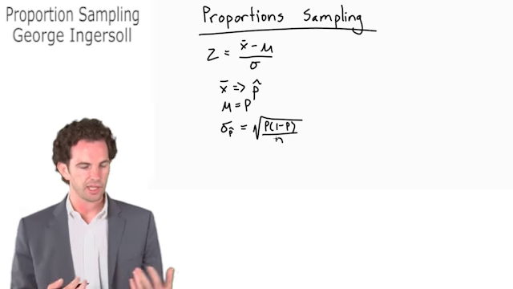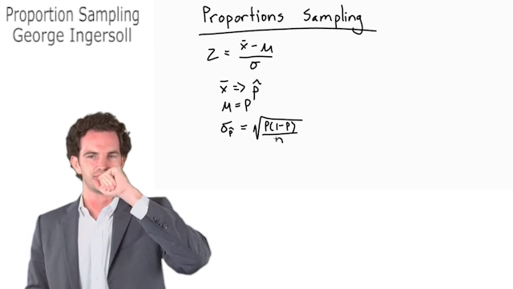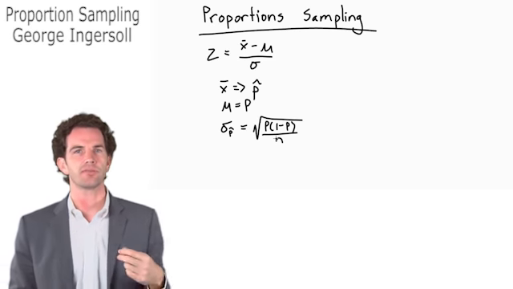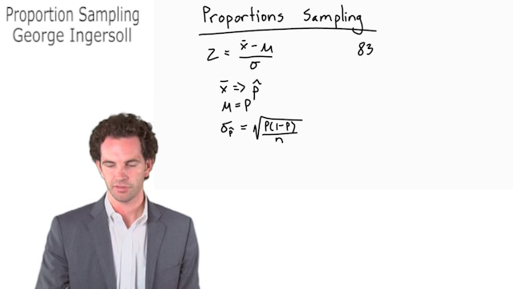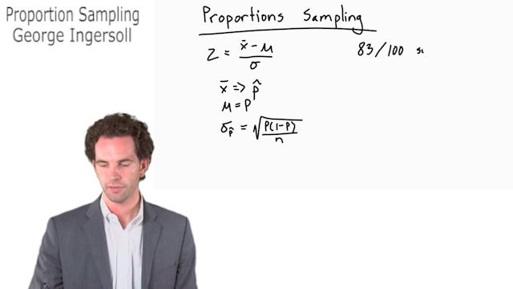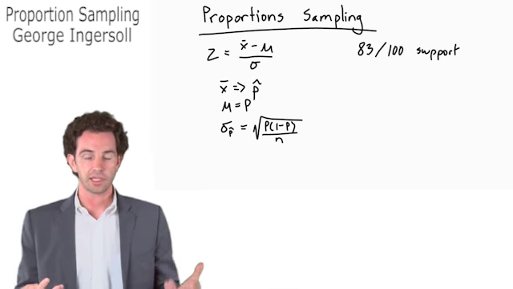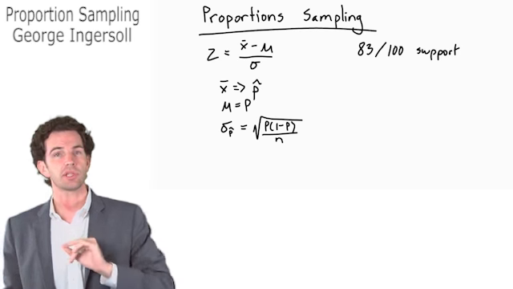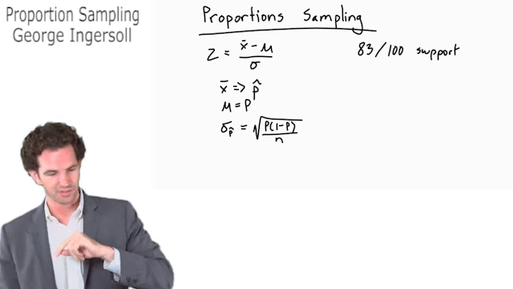So let's use this, and let's actually extend our example here. Let's say in that sample of 100 people, we asked them, do you favor these mandatory background checks on purchases of firearms online and at gun shows? And 83 out of 100 said, yes, we support this. Is that far away enough from the politician's claim, which was 85% support, to warrant us calling that politician out and saying, you're a liar?